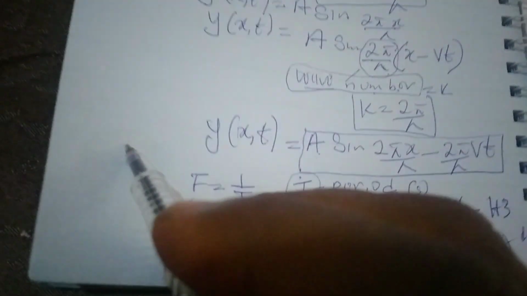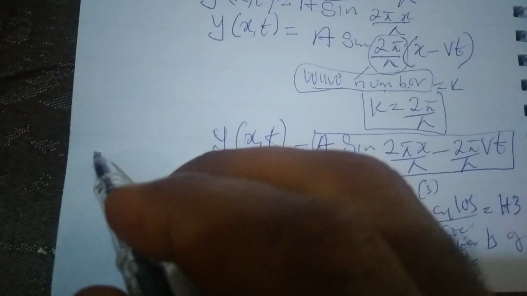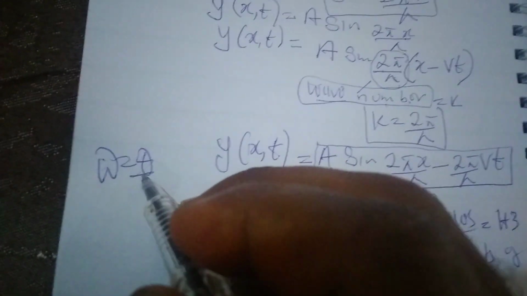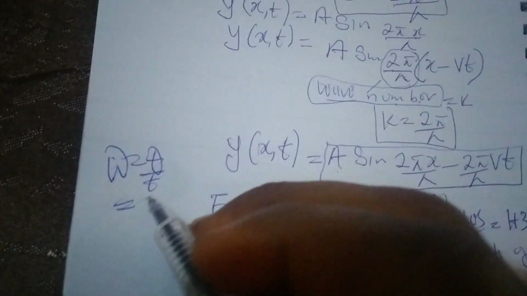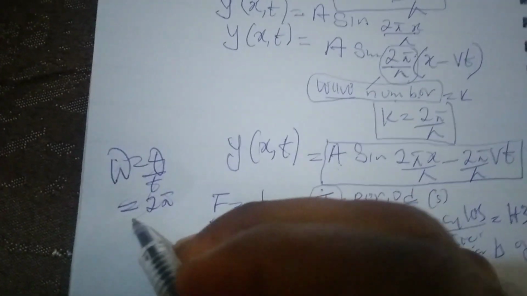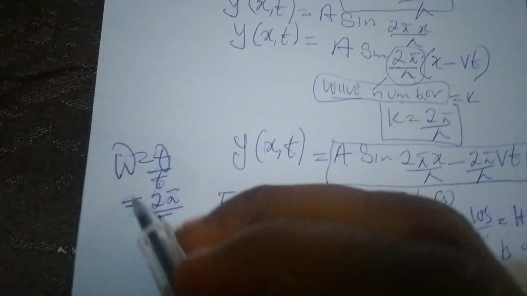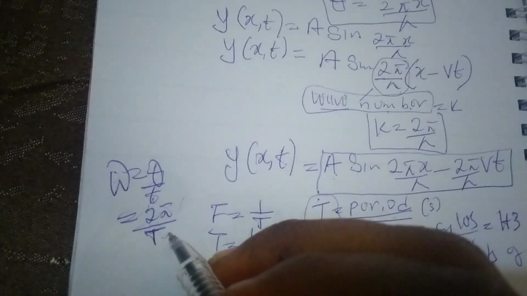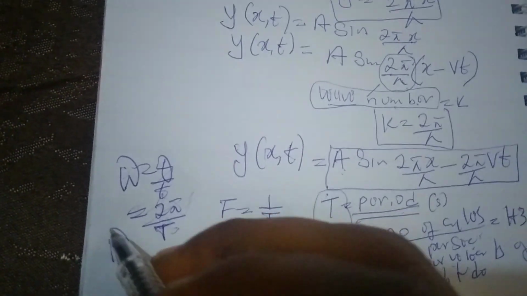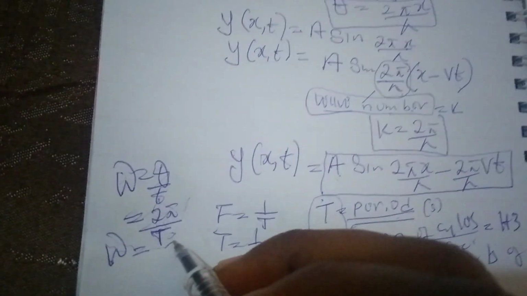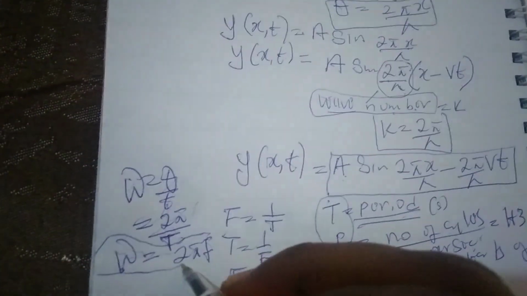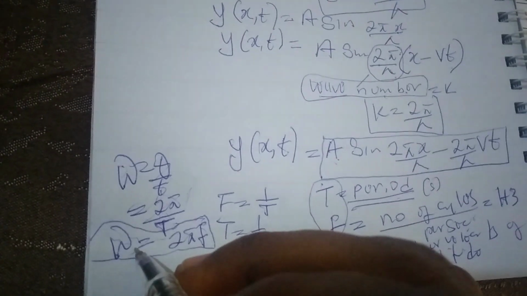Before I move further, I want us to recall that the angular velocity of a wave is given as theta in radians divided by time. For a full cycle of the wave, this theta becomes 2 pi, and this time becomes the period of that wave. Because 1 over T is the frequency, this angular velocity can also be written as 2 pi f. Because this angular velocity has frequency in its expression, it is also known as the angular frequency.